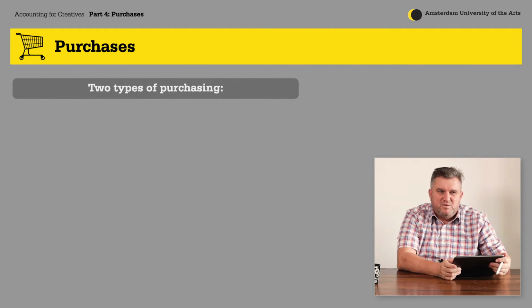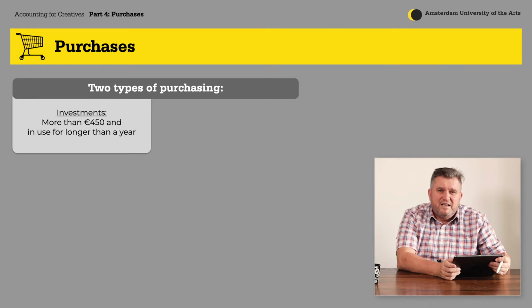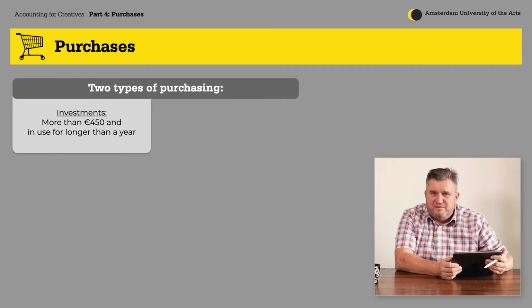In bookkeeping you have two kinds of purchases. One is what we call investments. Investments are purchases of something that's worth more than 450 euros in the Netherlands. It's a kind of artificial limit. Or it's something you use for at least more than a year, so you will still have it next year in your company. Think about cars and machines or cameras or whatever you can imagine. If it meets one of these criteria, we call it investments.